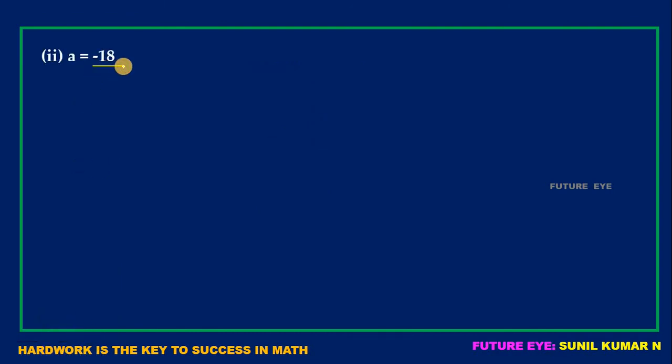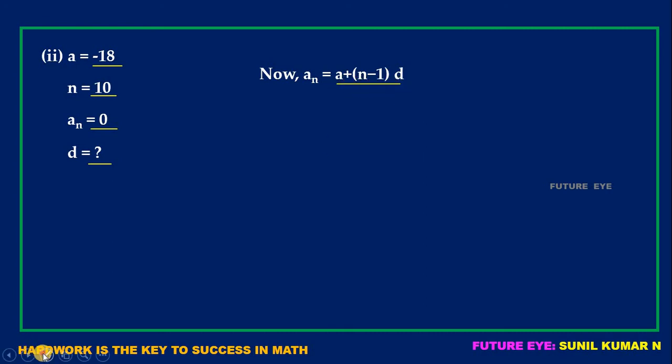So here A value is minus 18, N value is 10, an value is 0, and D value we have to find. Now all these terms are present in the an formula only, hence let us consider that formula, that is an equals to a plus n minus 1 into D. Now let us substitute all these values in this formula, children. See, an value is 0, a value is minus 18, n value is 10, and D value we have to find, hence D let it be as it is.